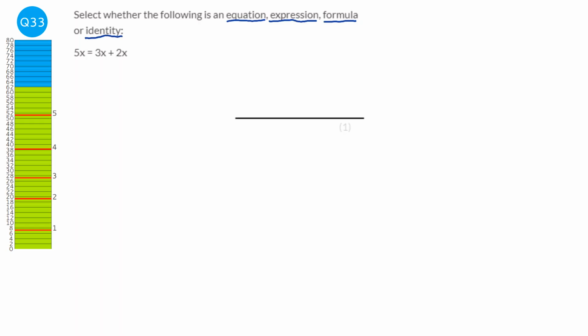So an example would be x times x equals x squared. That's an identity because that's true for all values of x. So looking here on the right hand side, we've got 3x plus 2x.